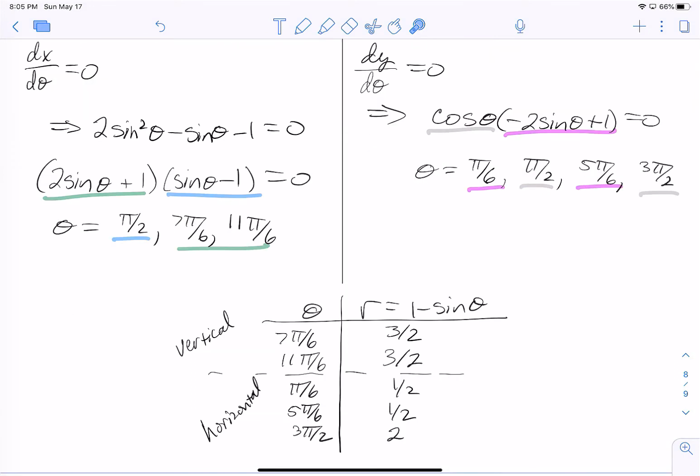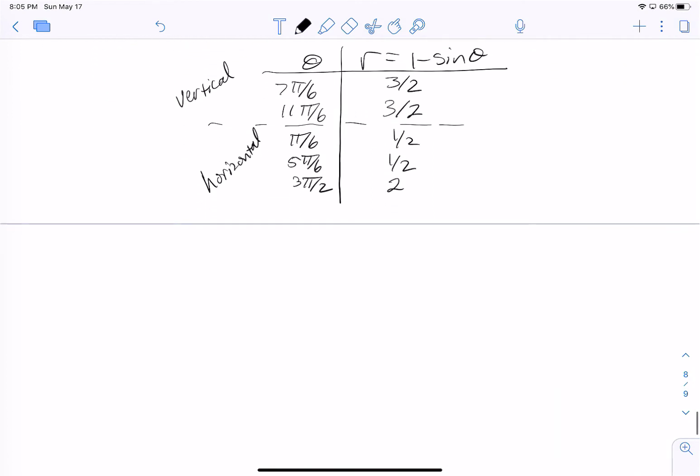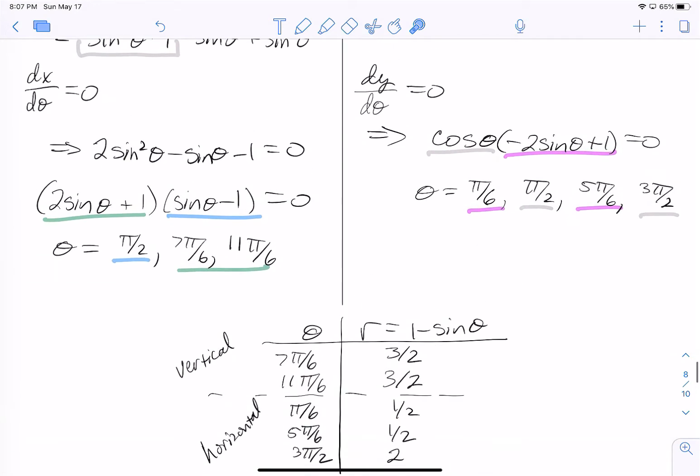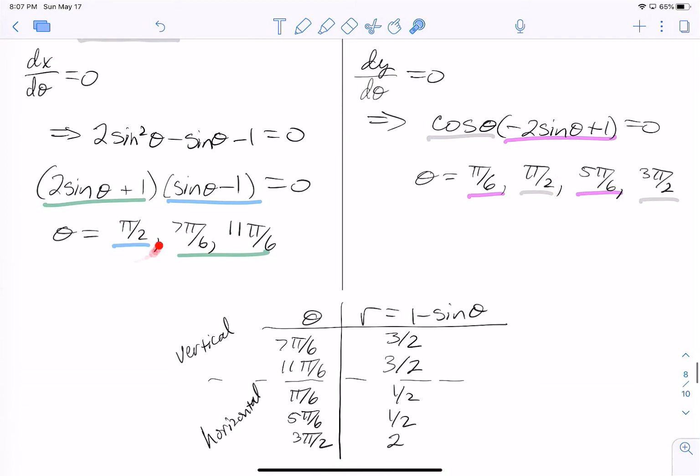Now, if you haven't already computed the r values for these theta values, then I'm sure you can confirm that we have vertical tangents at (3/2, 7 pi over 6) and (3/2, 11 pi over 6). Remember, when we give ordered pairs in the polar coordinate system, we give r comma theta. And we have horizontal tangent lines at (1/2, pi over 6), (1/2, 5 pi over 6), and (2, 3 pi over 2).